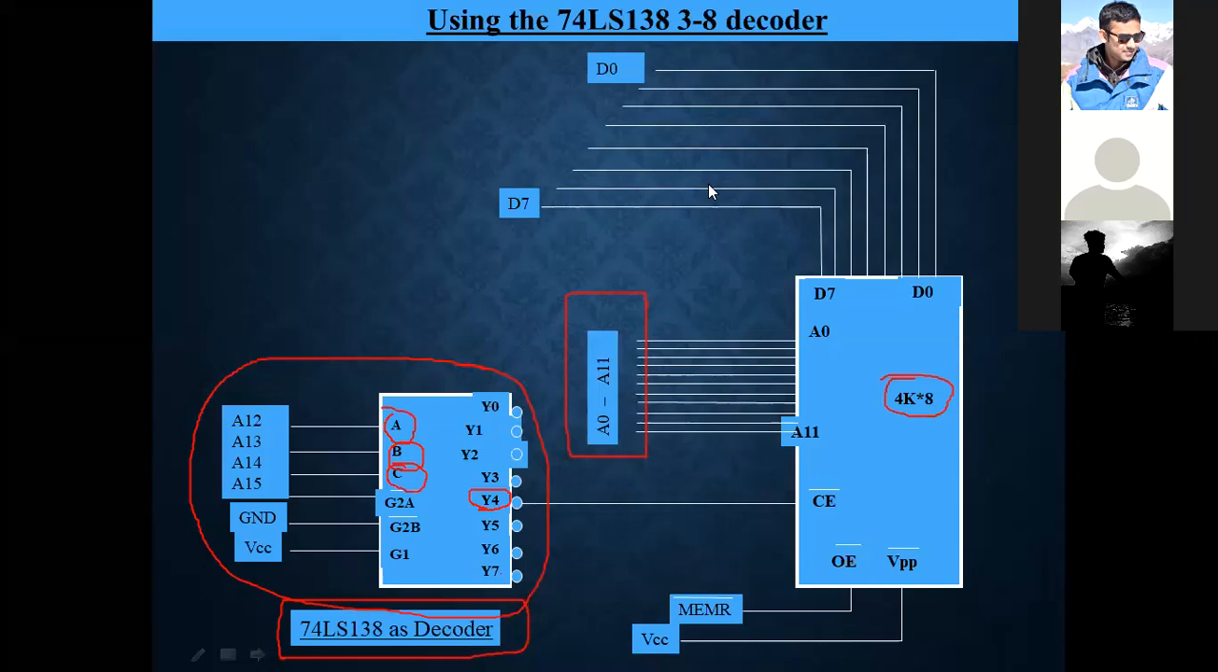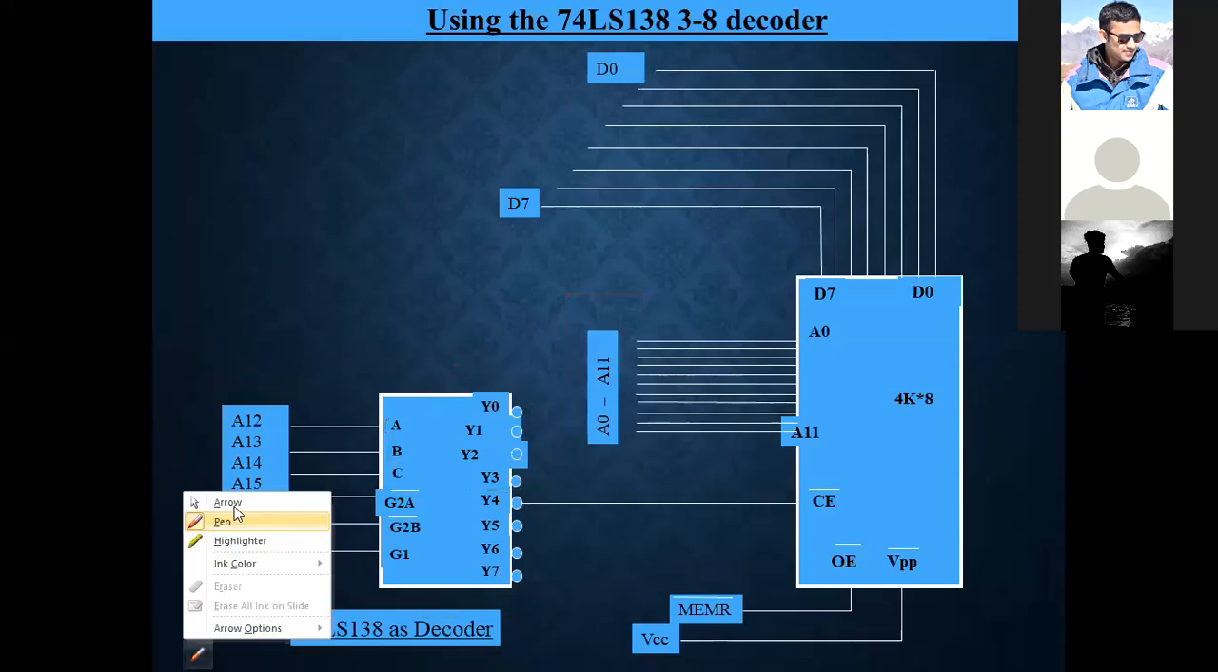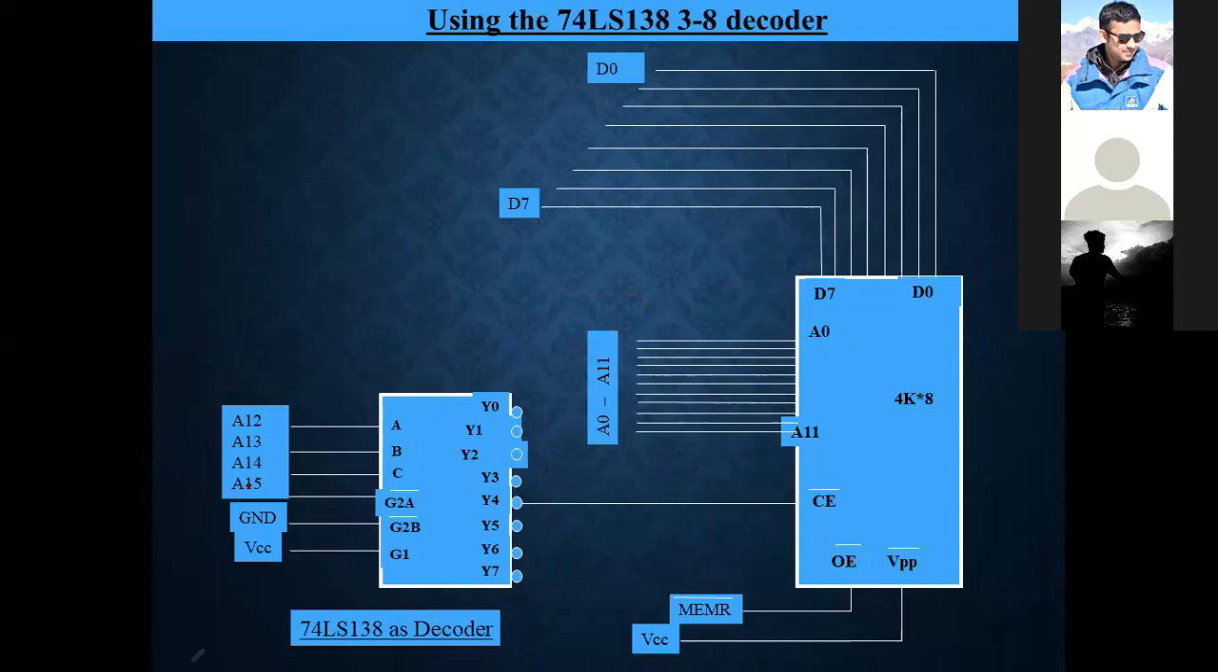So now look into the figure. I'm just clearing it all the way. Just look into the figure that A, B, C. A is connected to A12, B is connected to A13, and C is connected to A14. Clear? And by default, this A15 is connected to G2A bar. So this is also an active low pin.